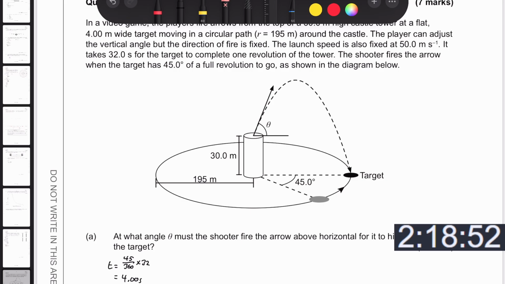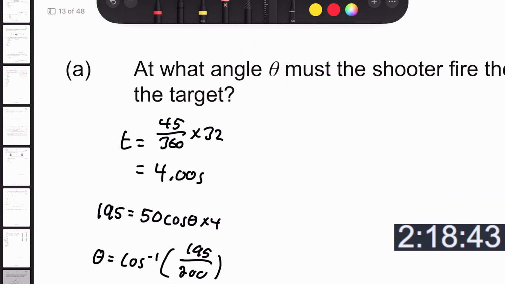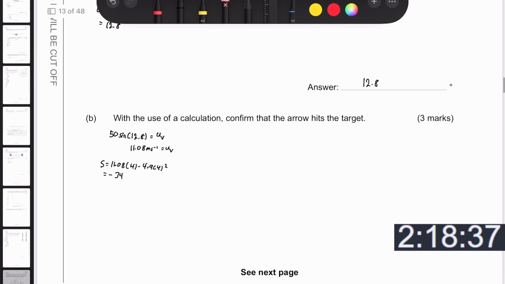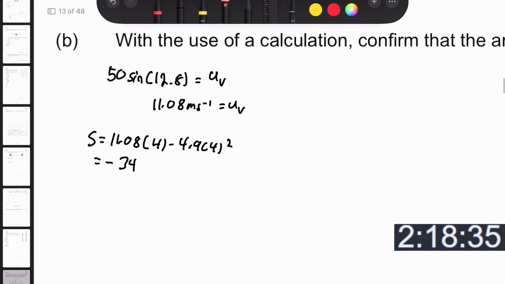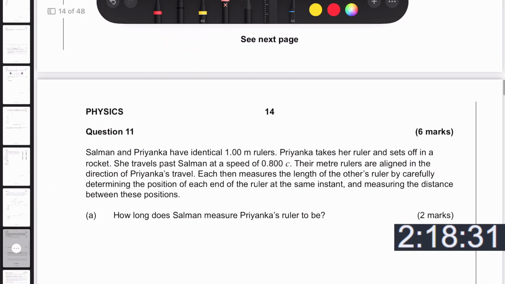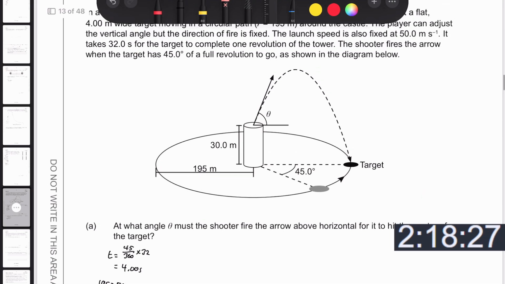An eighth of the thing left, 32 seconds to take a full rotation. Not so sure. I think we might leave it and come back to it in a second. The shooter should fire the arrow above the horizontal to hit the center of the target.